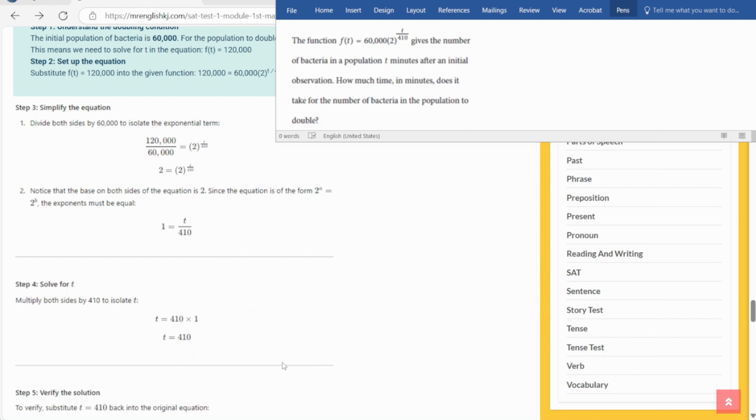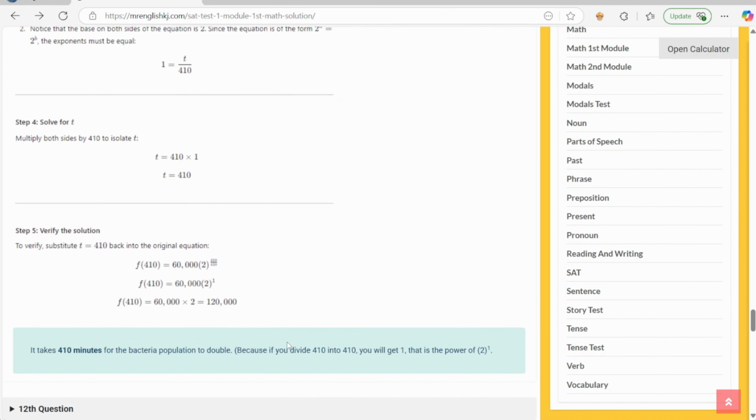Let me explain a few things also. Now it is verifying for you. That is also helpful because it will verify things for you easily. Because when you verify, you know that your answer is correct. Now you are just putting the value of t.